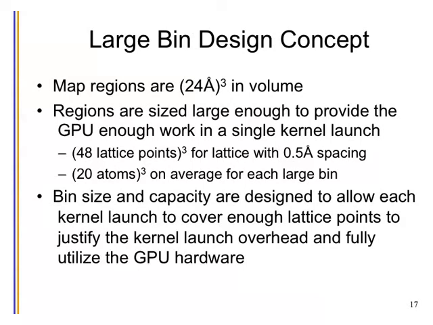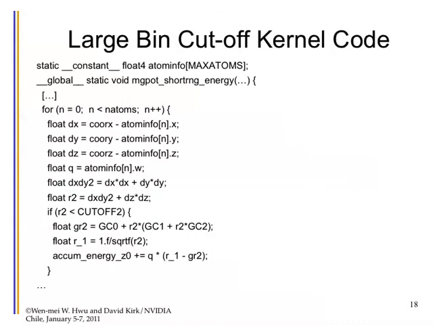Okay, if you calculate all the coordinates and weight and charges and so on that you need to represent for these atoms. So the bin size and capacity are designed to allow each kernel launch to cover enough lattice points and to justify the kernel launch overhead and fully utilize the GPU hardware. Okay, so that's what it is. And this is truly an easy adaptation of the kernel. If you take the original DCS kernel code and you add this little if then else, you're pretty much there. So if it works for you, you should just try.